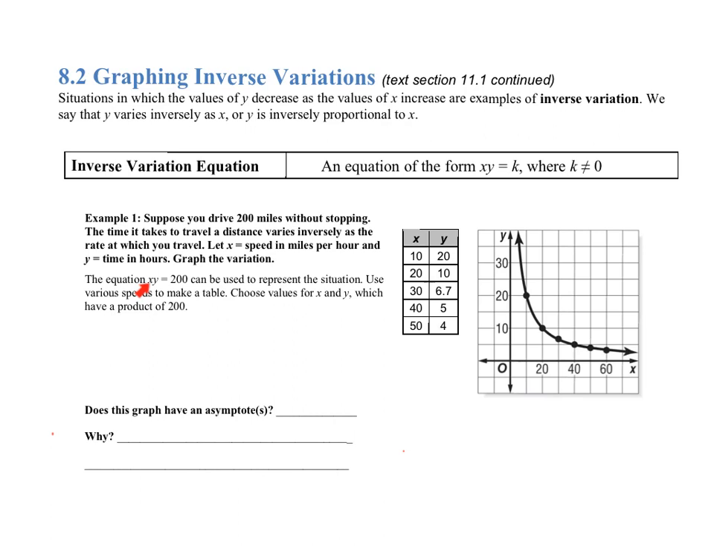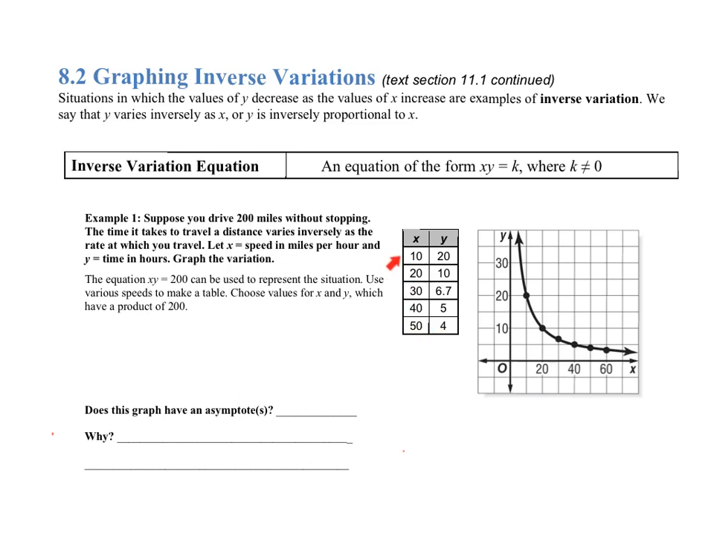If x, for example, is a lower number, so I'm going 10 miles an hour, it's going to take me more time to cover that 200. But long story short, this 10 times 20 has to give me 200. At the other end, let's say I go a little bit faster and I'm going 50 miles an hour. It's going to take me less time to get there, right? It's only going to take me 4 hours.